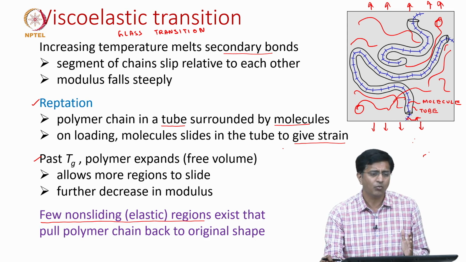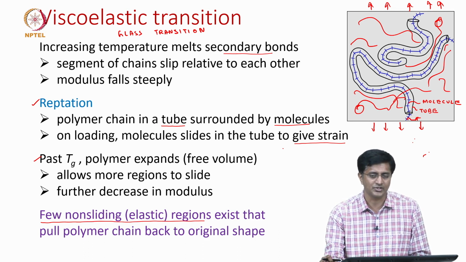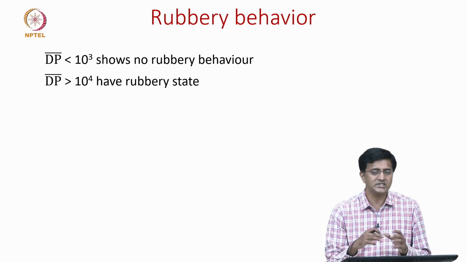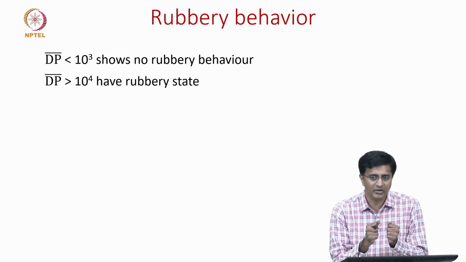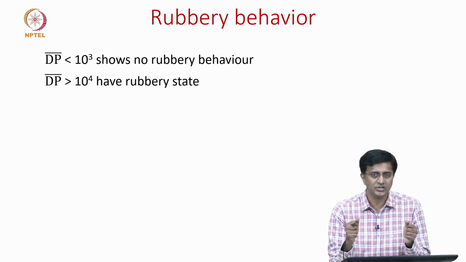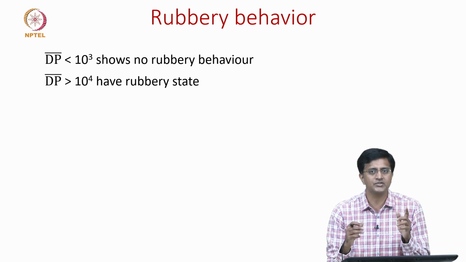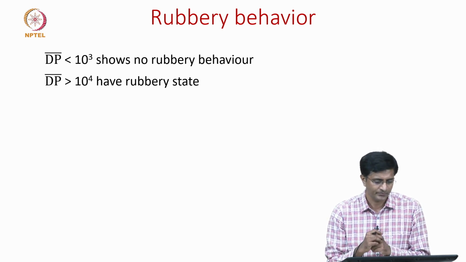But now let us see what happens if we further increase the temperature beyond this viscoelastic transition region. That is when we see a rubbery behavior. What is a rubbery behavior? Where we have a large stretch or large deformation, and the stresses are more or less the same, or we have a plateau in the modulus versus temperature plot.